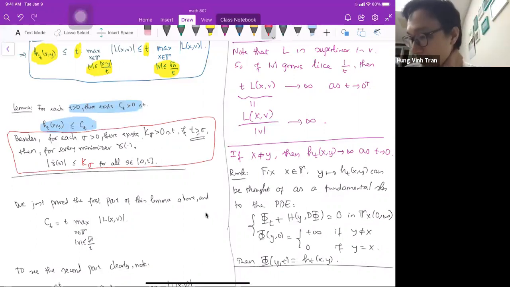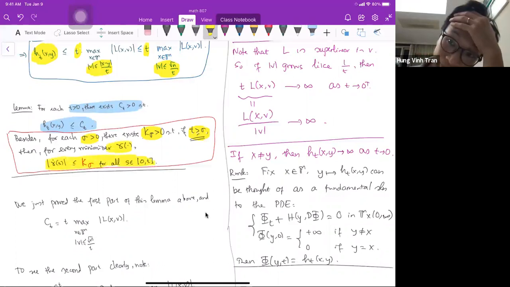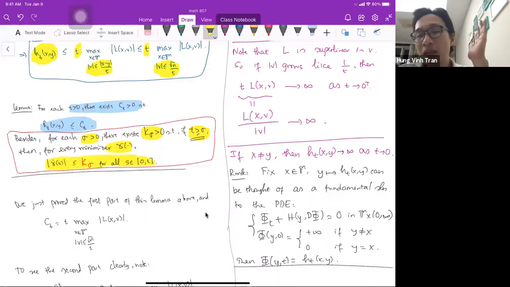That if you fix a time sigma greater than 0, then for any time t greater than or equal to sigma, so we need a lower bound for the time, which is sigma, you can find a constant k sigma only depending on sigma. That is for any time t bigger than sigma. T can go to infinity, whatever, it doesn't matter. Just need to be at least sigma. Then you can find that for your minimizer to your function ht, the velocity of the curve is always bounded by k sigma.